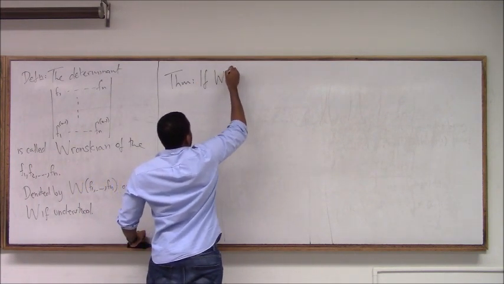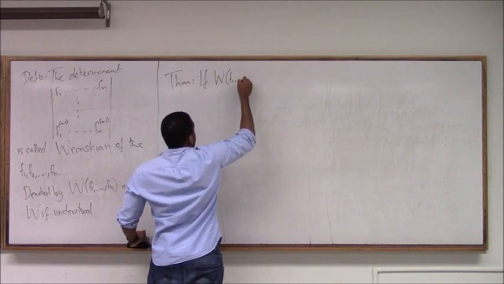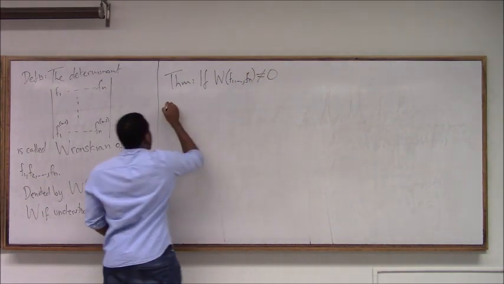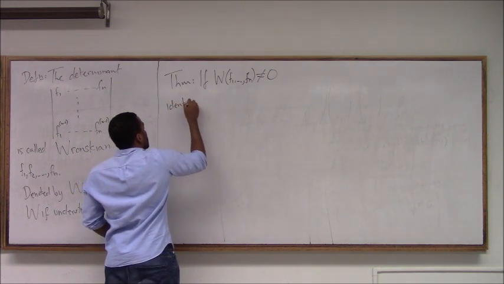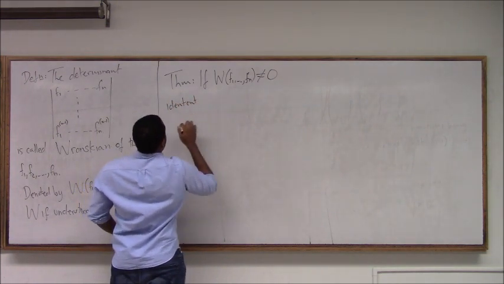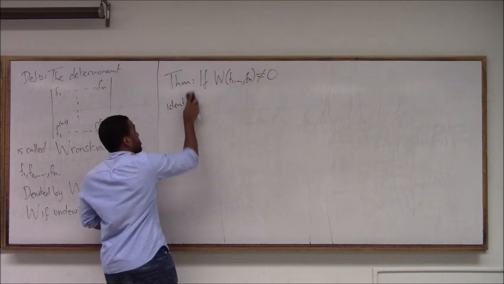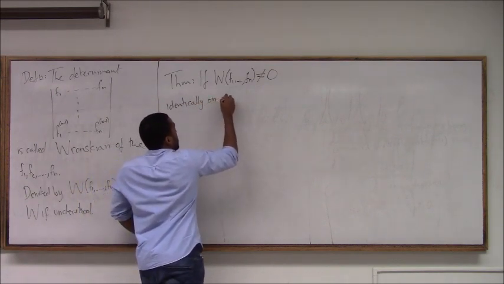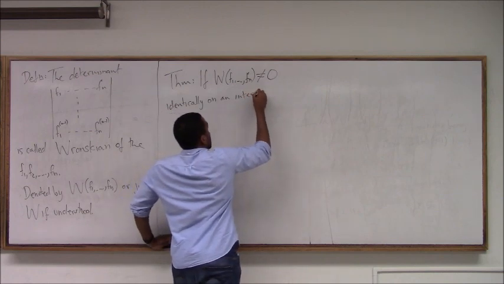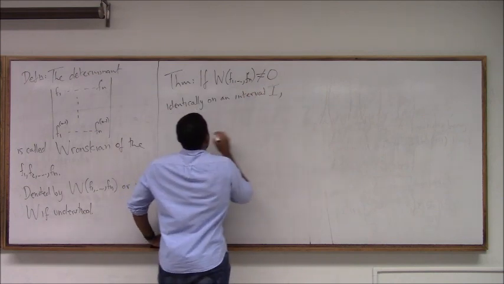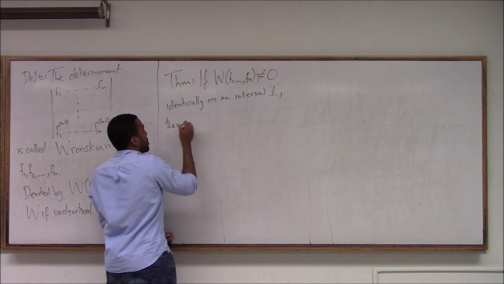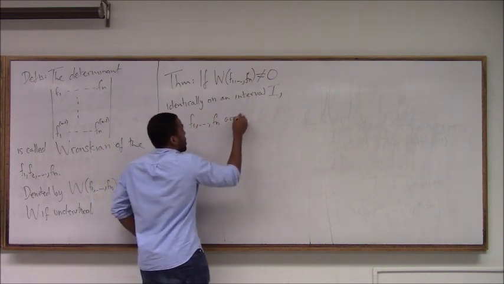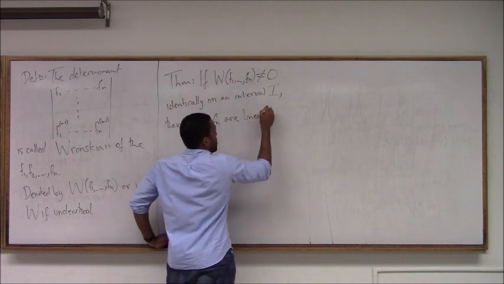If the Wronskian of f1 to fn is not identically equal to 0 on an interval I, then f1 to fn are linearly independent on this interval.